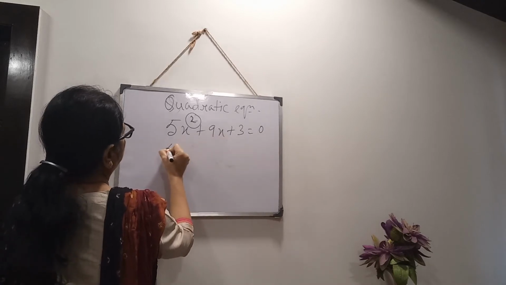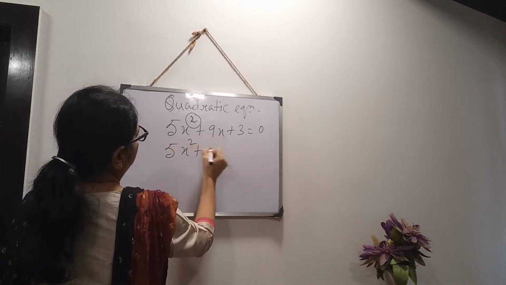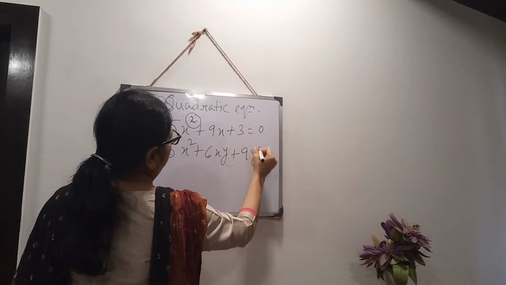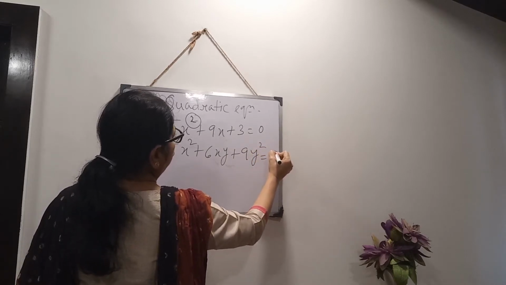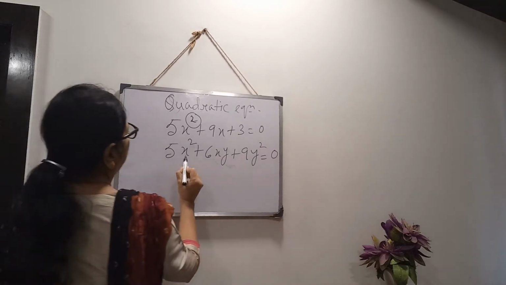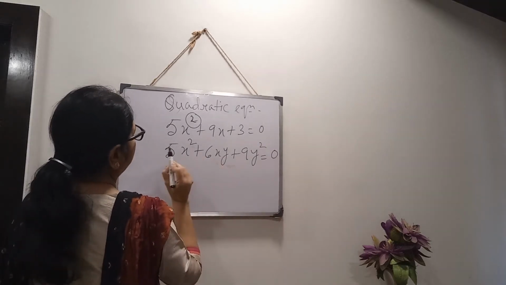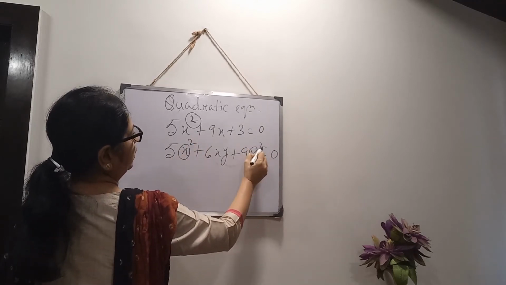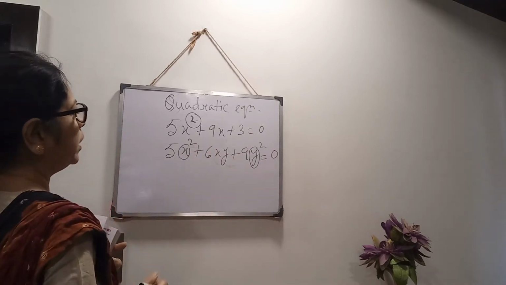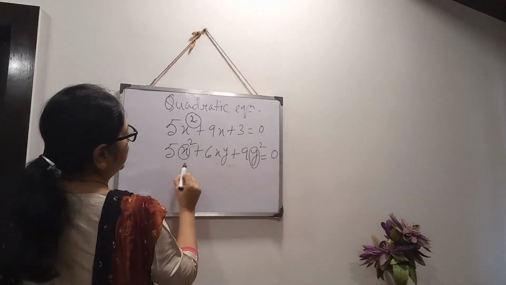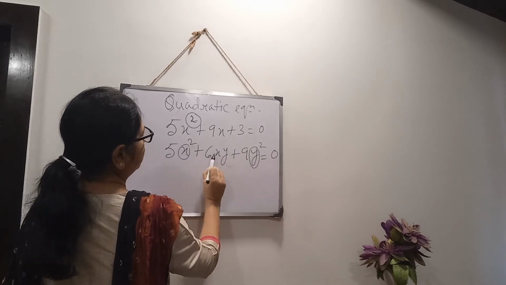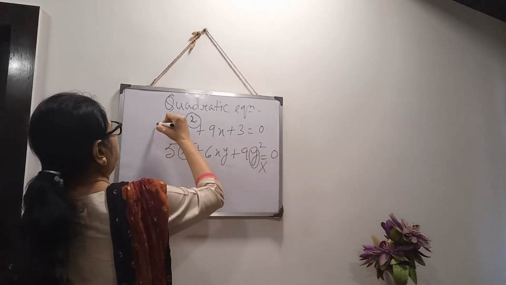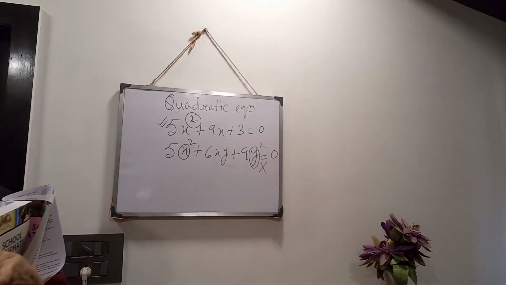This type of equation may also come: 5x square plus 6xy plus 9y square equals to 0. Here there are two variables, x and y. Power of the variable x is 2, and the maximum power of the variable y is also 2. So it is also a quadratic equation, but it is not a quadratic equation in one variable. There are two variables, x and y, and this is not included in your syllabus. So we will only discuss the quadratic equation in one variable.